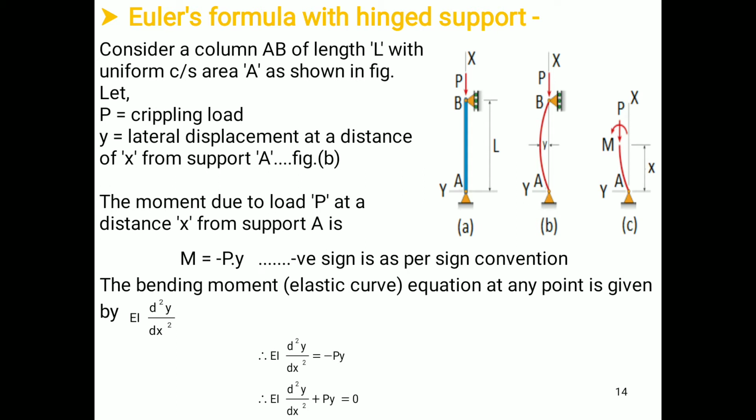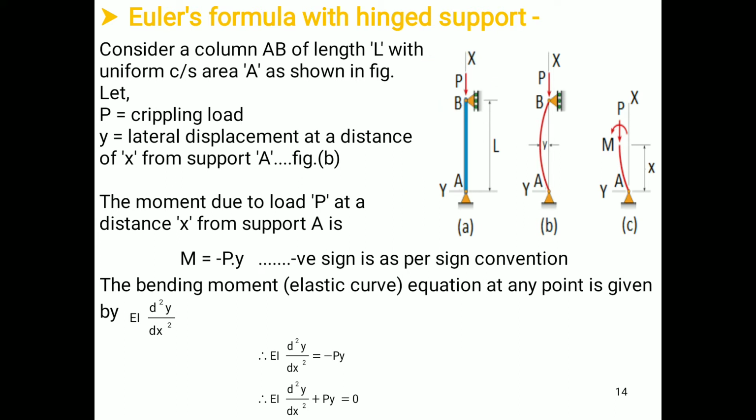So from figure A we have a column AB. This is the x direction and along this it is the y direction. That particular column has a length L, and end A is hinged whereas end B is also hinged. So we are going to derive Euler's formula for the both-ends-hinged condition, and this particular column is subjected to an external load P here.